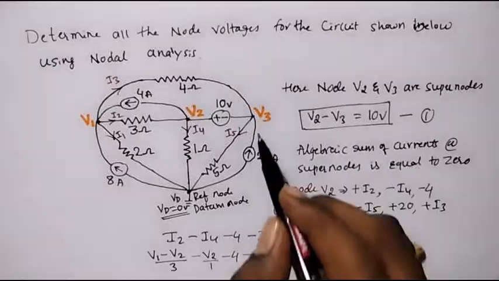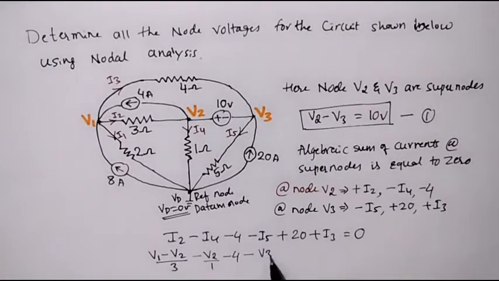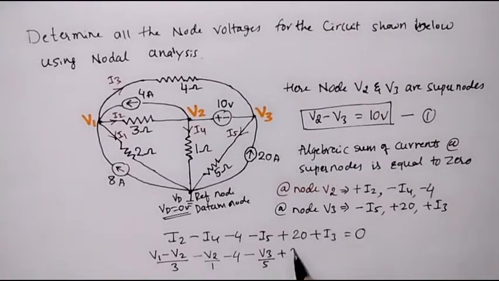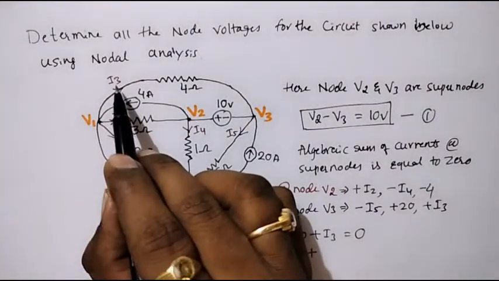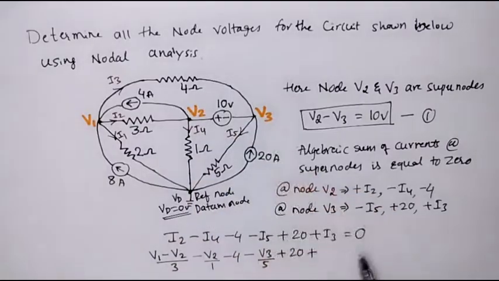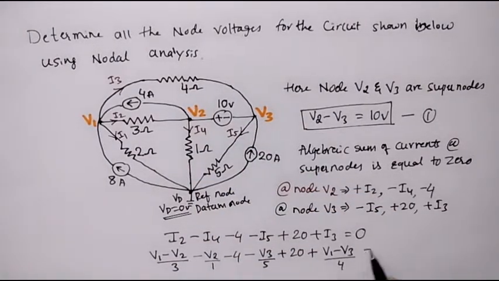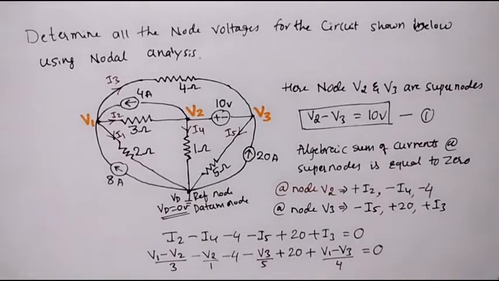Therefore I5 is equal to V3 by 5. V3 by 5 plus 20 plus I3, the current flowing from V1 towards V3, so I can write it as V1 minus V3 divided by 4, which is equal to 0.